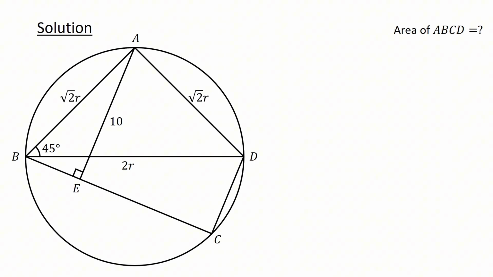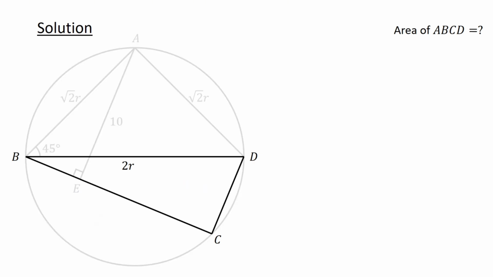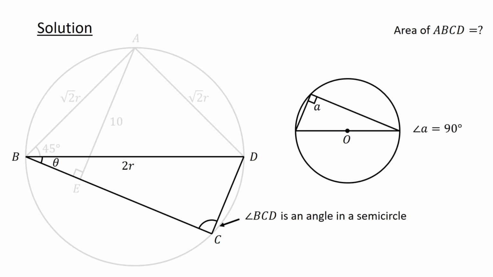Following this, let's calculate the length of BC and the length of CD. So let's focus on triangle BCD. First, let's denote angle DBC, which is this angle, as theta. Next, consider angle BCD, which is another angle in a semicircle. Again, we use the property that an angle in a semicircle is a right angle. Therefore, angle BCD equals 90 degrees.